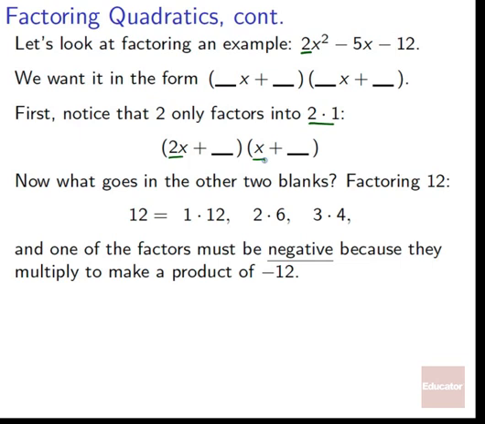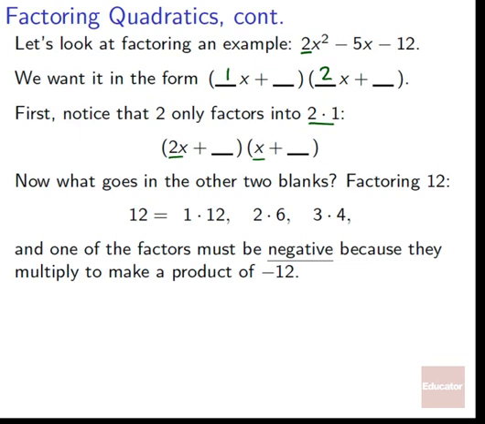We've got to put the 2 somewhere, so it's either going to be 2x plus blank times 1x plus blank, or it's going to be the 2 over here and the 1 here. Doesn't really matter what order we put it in, so we'll put the 2 at the front. So we've got 2x plus blank times x plus blank. Now what's going to go into those other blanks?